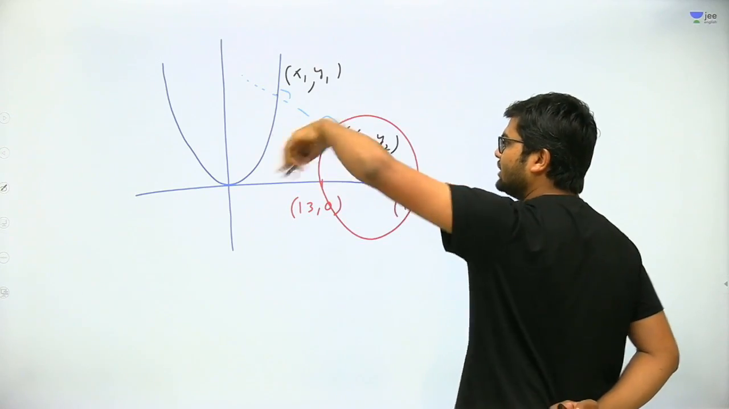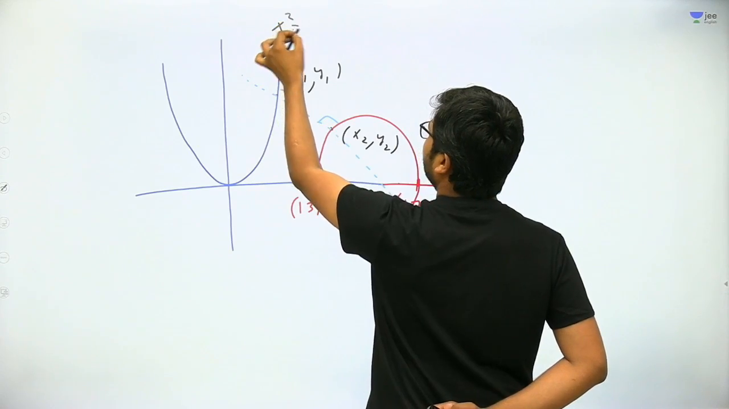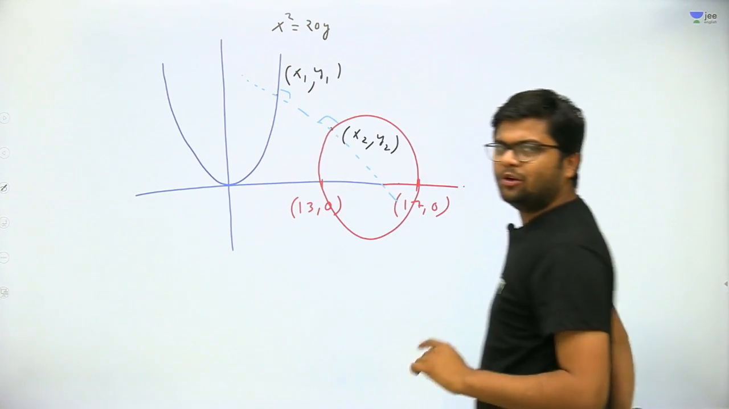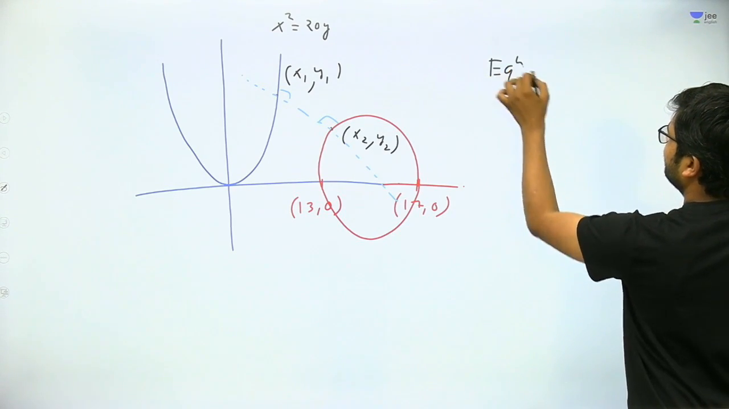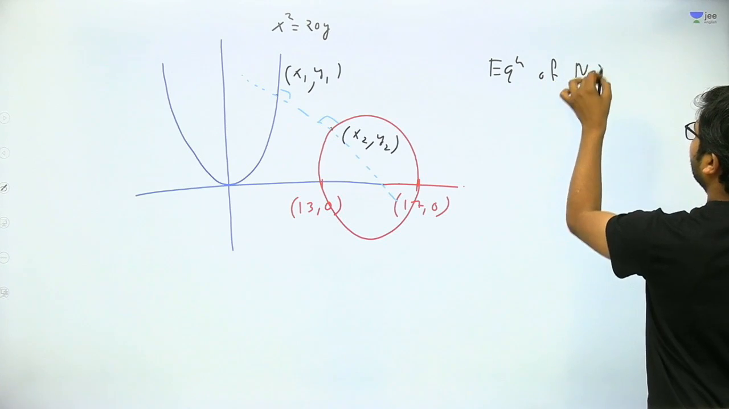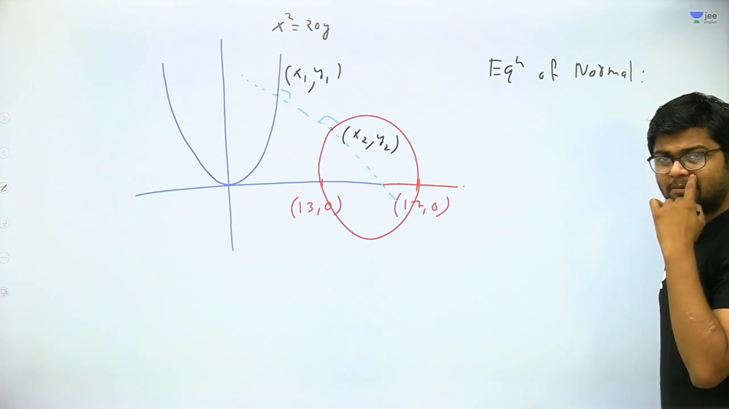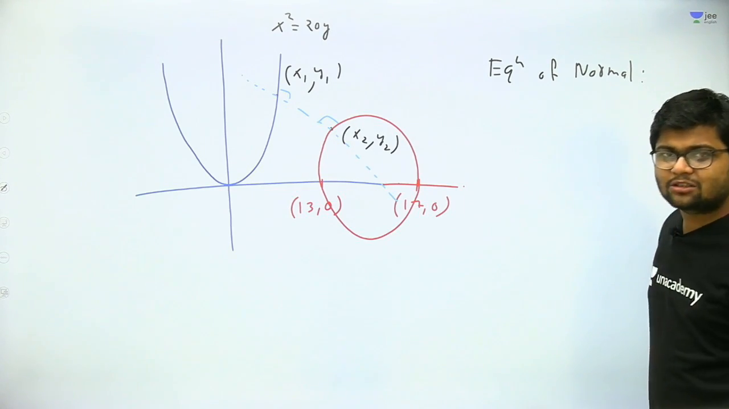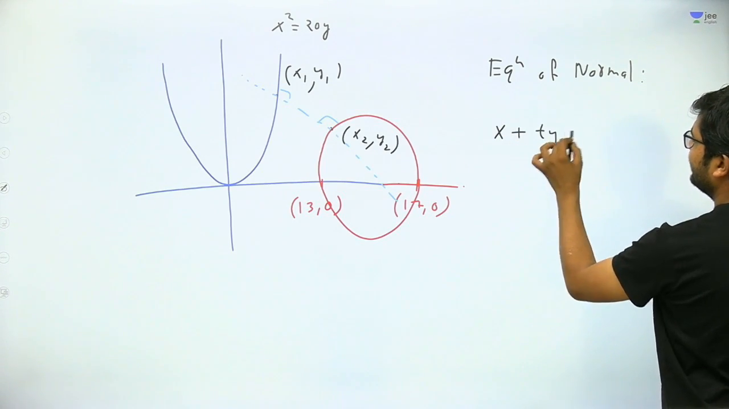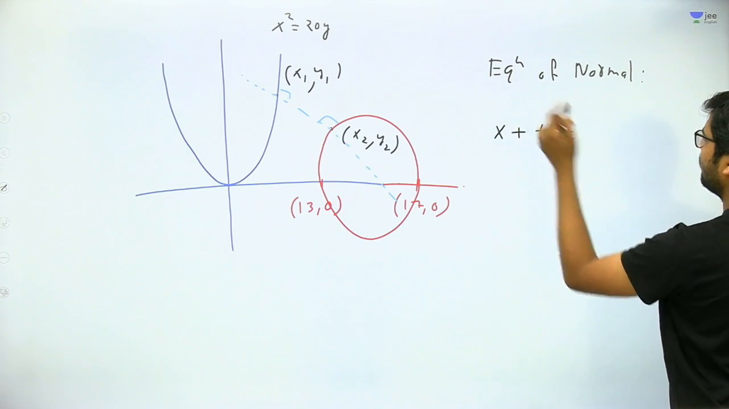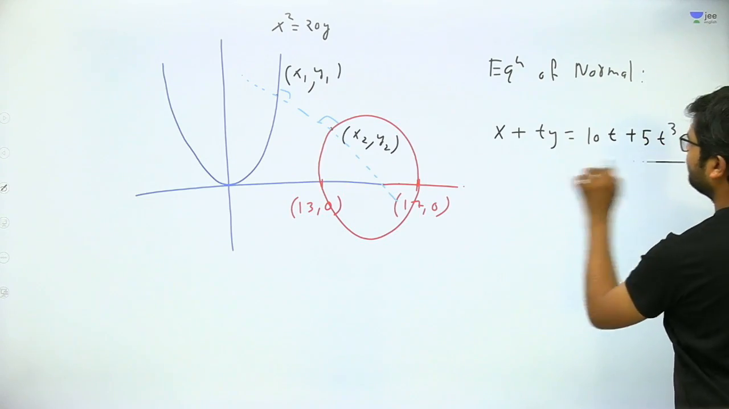So the normal for that parabola can be very easily written, and the parabola has the equation x square equal to 20y. Got my point? Now the equation of normal, what I am writing, is the equation of normal for this parabola, a standard parabola of the other type. This is x square equal to 20y. So for this parabola, the equation will be x plus ty equal to 2at plus at cube. A is how much? 5. So 10t plus at cube, it will become 5t cube. Got my point?